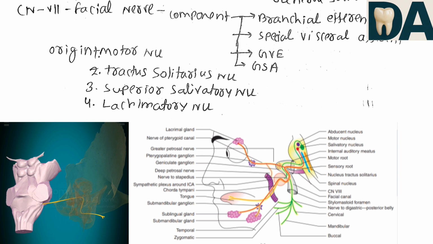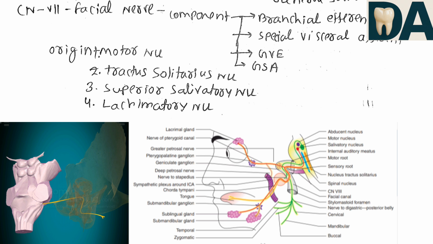Four nuclei located in the lower pons contribute to the formation of the facial nerve. One is the motor nucleus, which gives rise to branchial efferent fibers. The nucleus of tractus solitarius contributes special visceral afferent fibers.